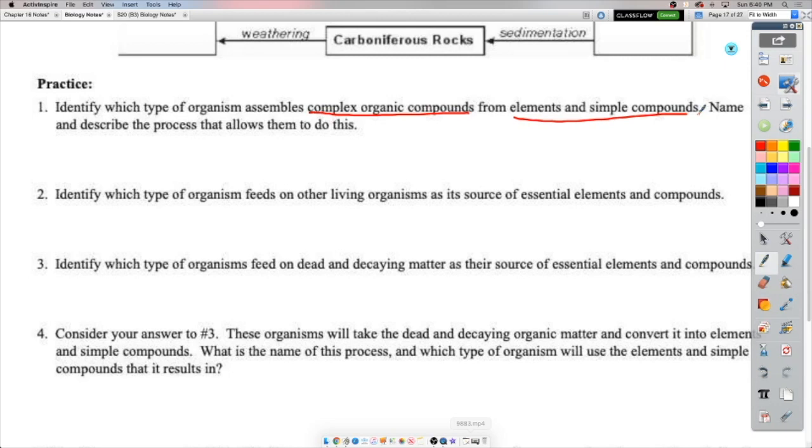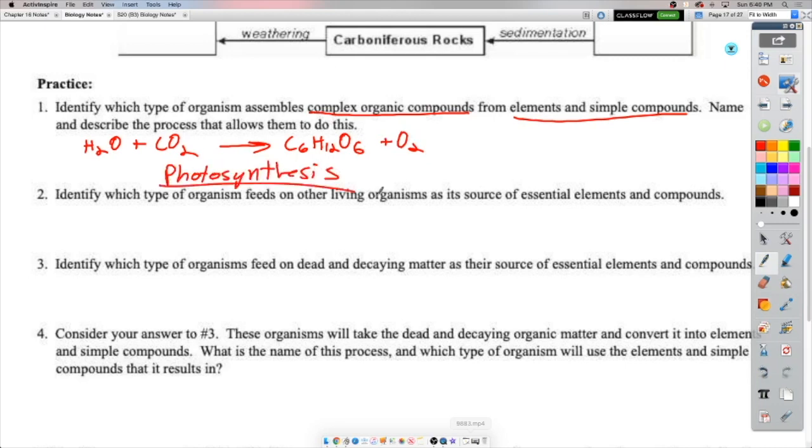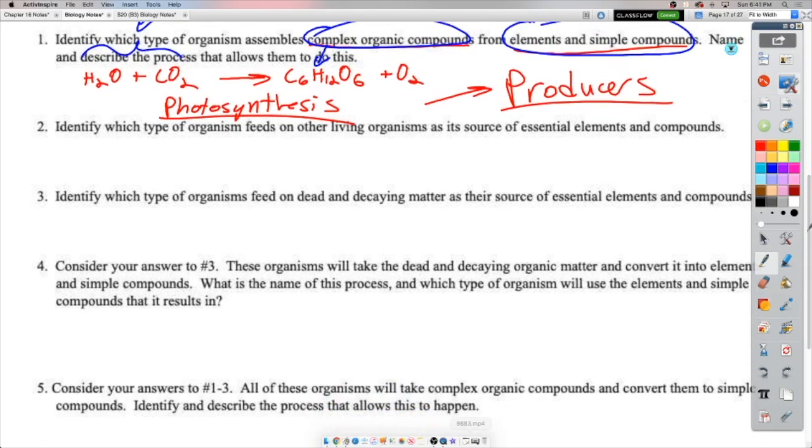Well, when I see this, I think of photosynthesis because we have elements and simple compounds, right? H2O plus CO2, making a complex organic compound, glucose, okay? It also makes oxygen, which is an element, but still it makes that glucose. So what can do this? This is photosynthesis, right? And who can do photosynthesis? Only one type of organism, producers.